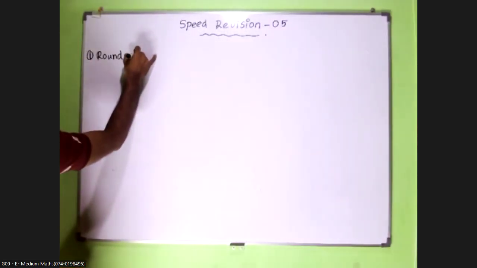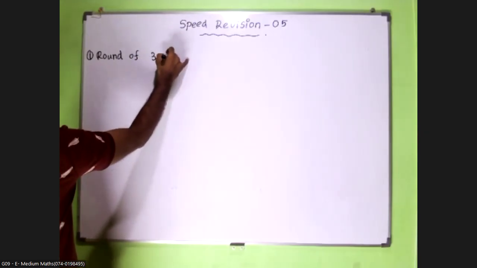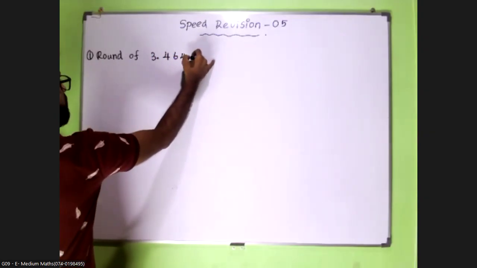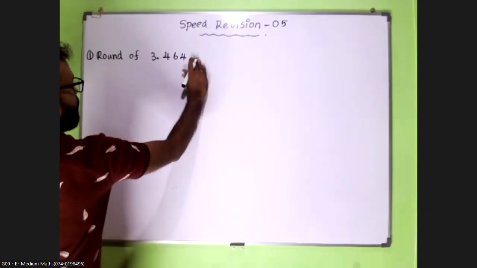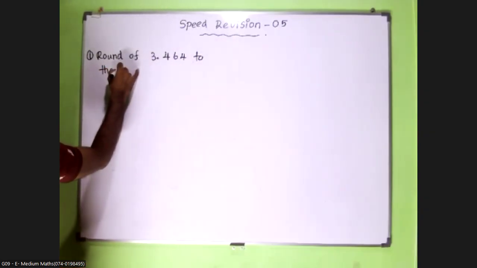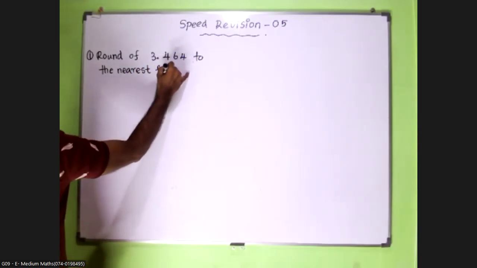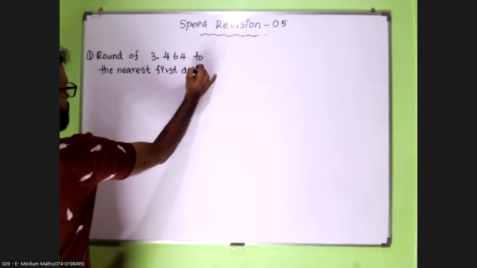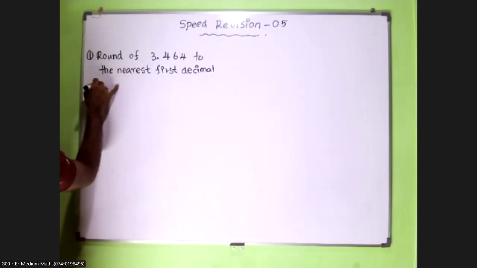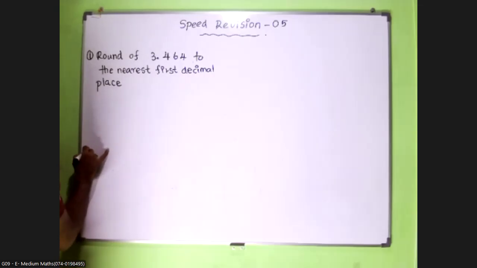Right, round off 3.464 to the nearest first decimal place. To the nearest first decimal place. This is from scientific notation. Listen.